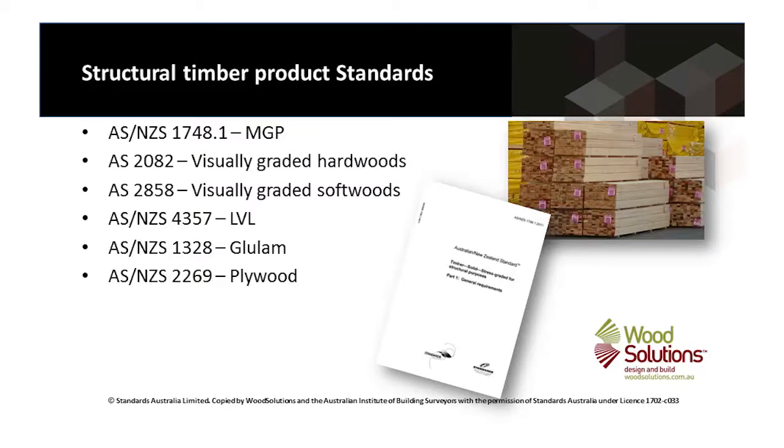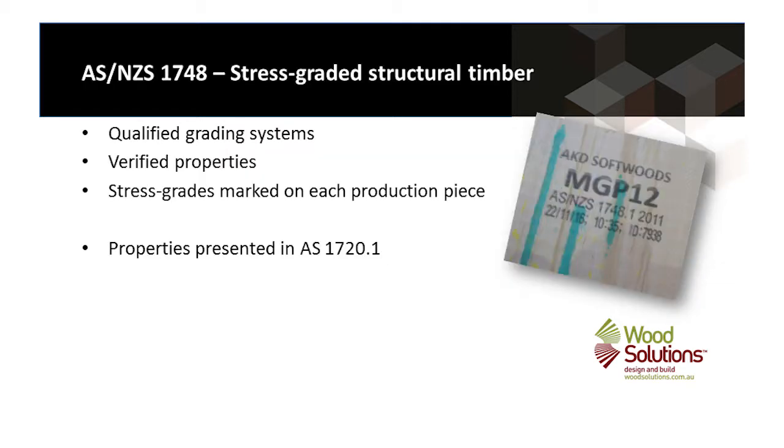Then there are visually graded standards. They've been in Australia for a long, long time. AS 2082 and AS 2858 are visually graded standards. And then there's LVL, glulam and plywood. Each of these products have their own standard. Each of them produces a structural product.